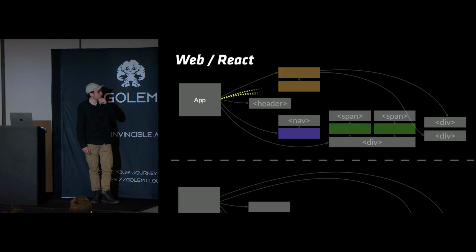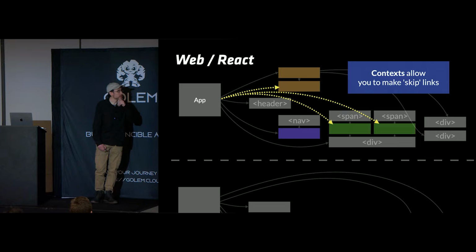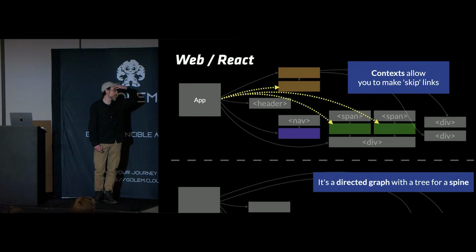One more thing to mention about React is that while it is a tree, you do have contexts that allow you to make skip links. So this is a link between a distant ancestor and a particular child. There still has to be a tree relationship indirectly, but you can skip. So that means it's a directed graph with a tree for a spine, essentially.